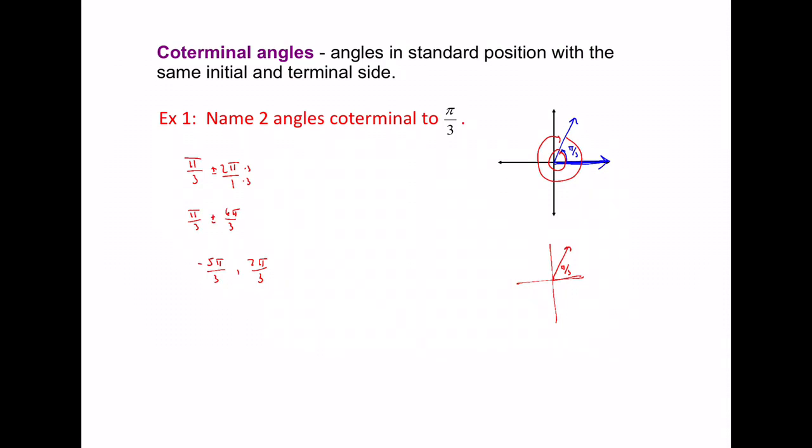So that would represent which ordered pair? Well, pi over 3 would represent 1/2, square root of 3 over 2. So even if we have pi over 3, 7 pi over 3, negative 5 pi over 3, it still gets us back to that same angle that we'll be using to find the exact values.